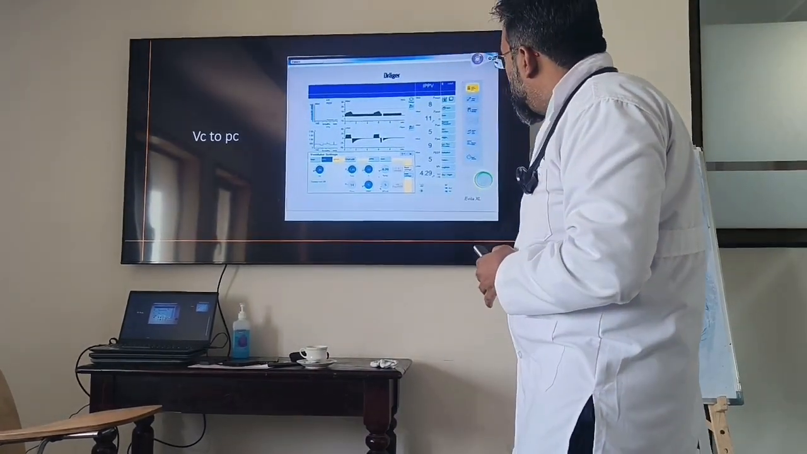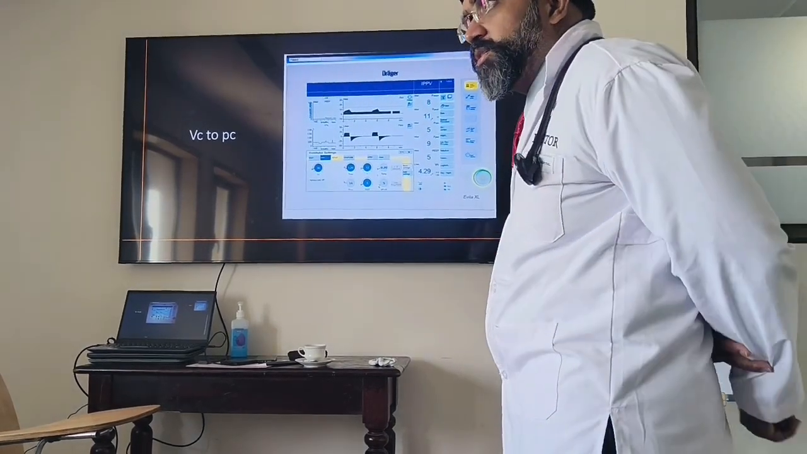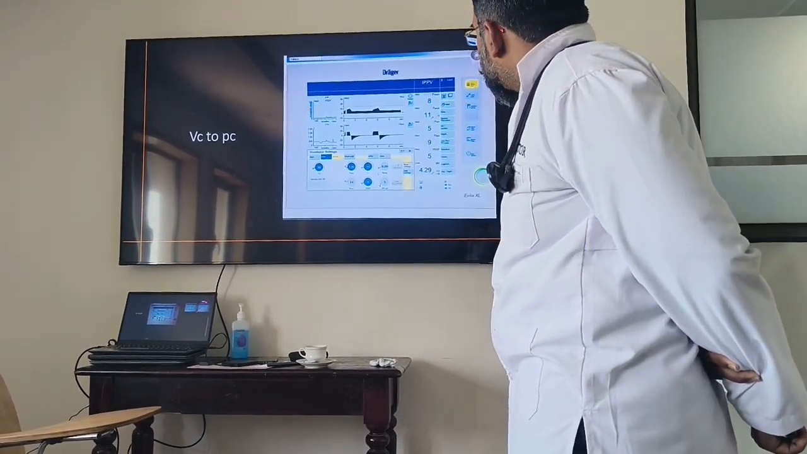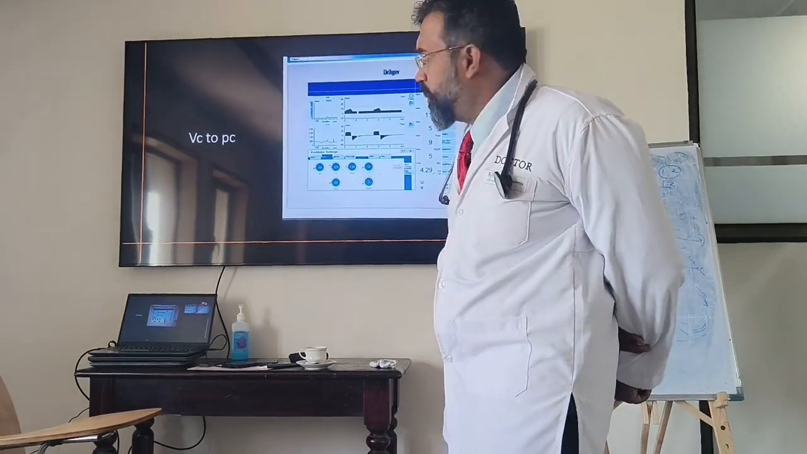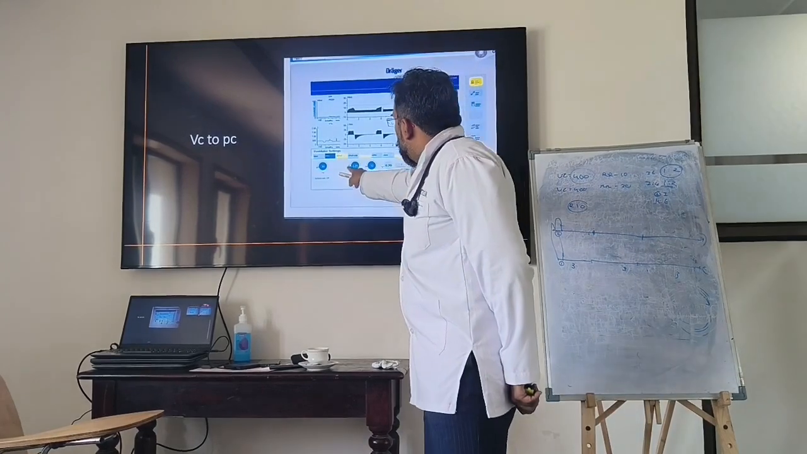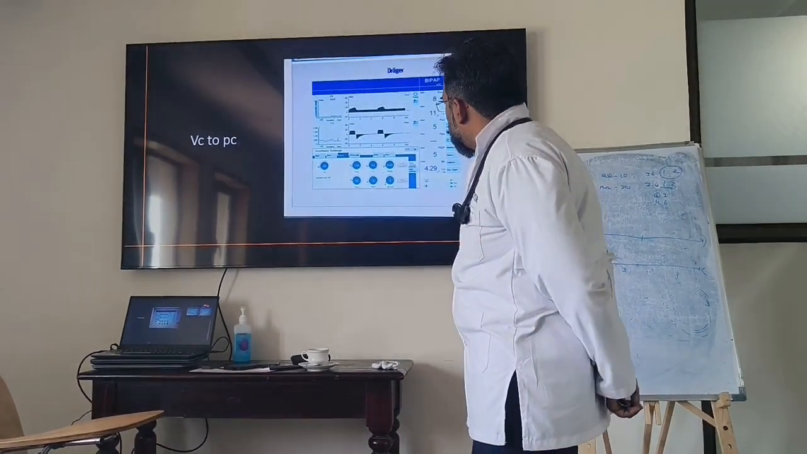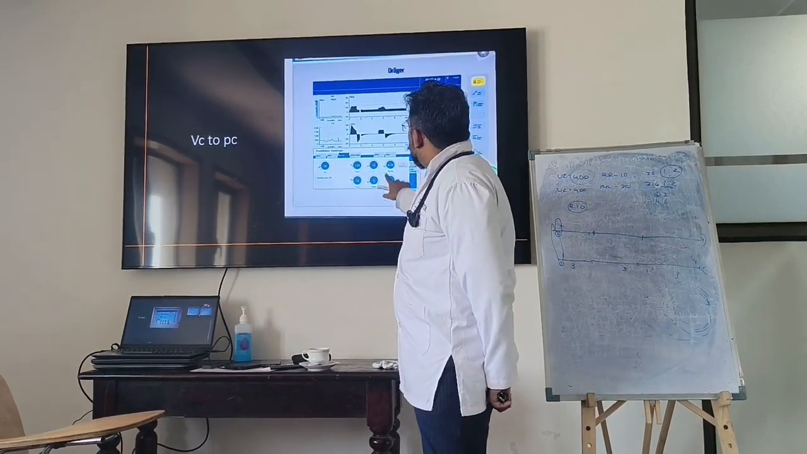Now let's convert this from volume control to pressure control. Okay, let's see how it goes. This is our volume control. Clear? Now we're going to convert it from volume control to pressure control. Can you see this? I'm converting to pressure control. Now in pressure control, I've set the pressures. What has suddenly happened?